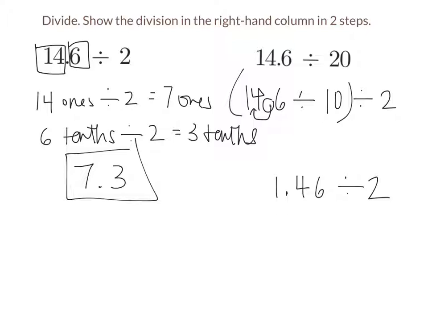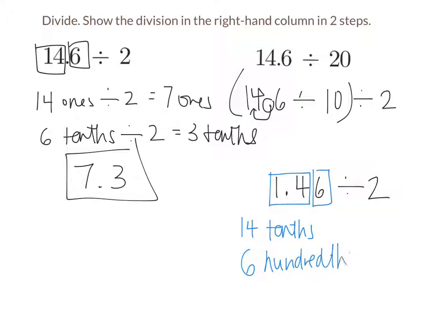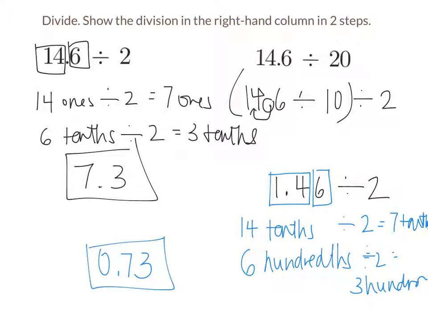Can we still split this number up into 2 different ways that are easy? Do we still have a 14 and a 6? Yeah. But this time, is it still 14 ones? This time it's 14 what? Tenths. And is it still 6 tenths? This time it's 6 what? Hundredths. So this time we have 14 tenths divided by 2, which is 7 tenths. And then we have 6 hundredths divided by 2, which is 3 hundredths. So this time our answer is 7 tenths and 3 hundredths, so 0.73.